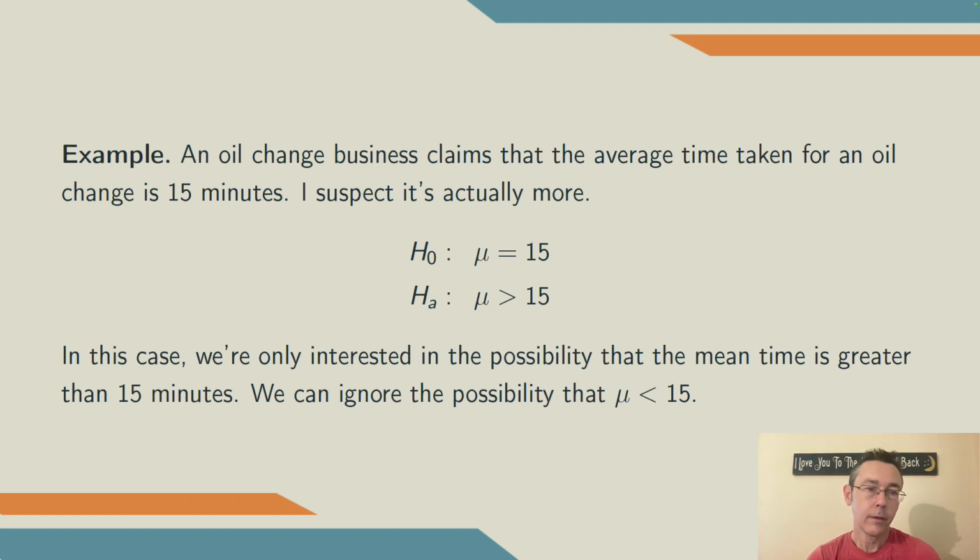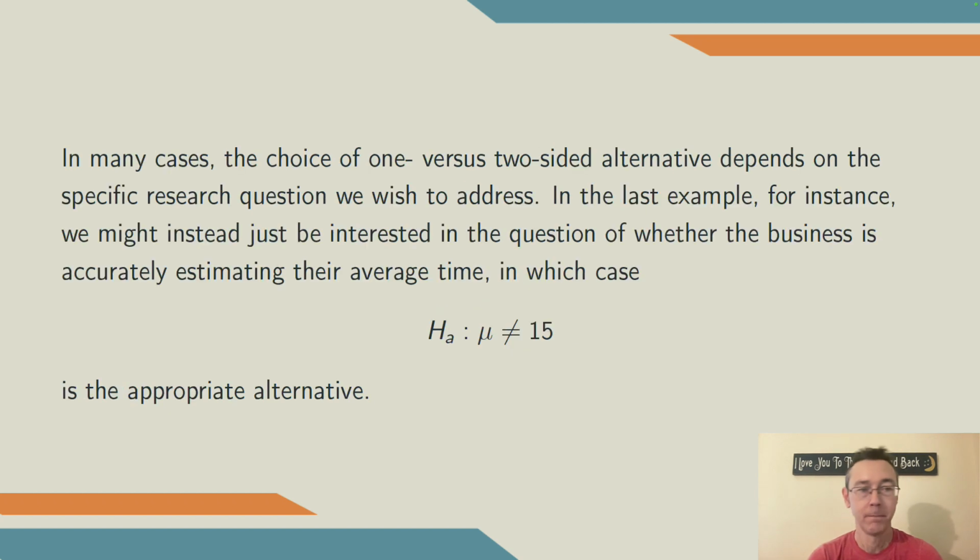For instance, suppose we have an oil change business, and they claim that the average time taken for an oil change there is 15 minutes, and I worry that it's actually more and that they're just sort of misleading their customers. So this is a one-sided alternative. We're only considering the possibility that the true mean time is greater than 15 minutes. We can safely ignore the possibility that it's less. The reason here might be, if I'm thinking about it from the customer's point of view, I'm perfectly happy if they are overestimating the time it takes to do the oil change. I'm only concerned if they're underestimating it.